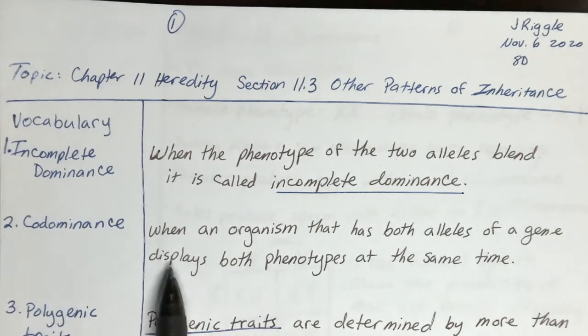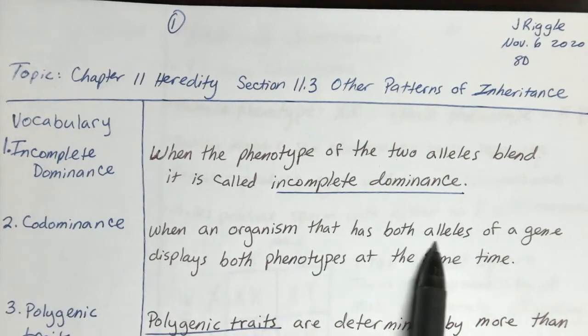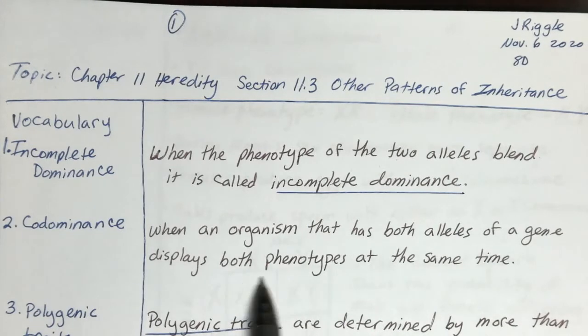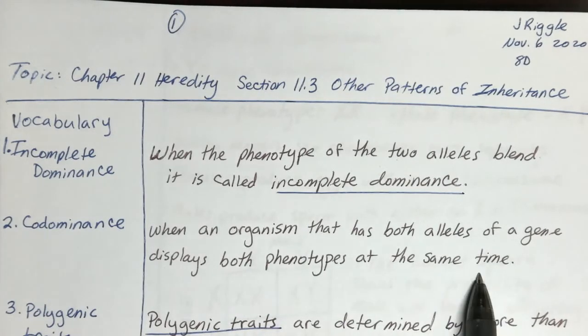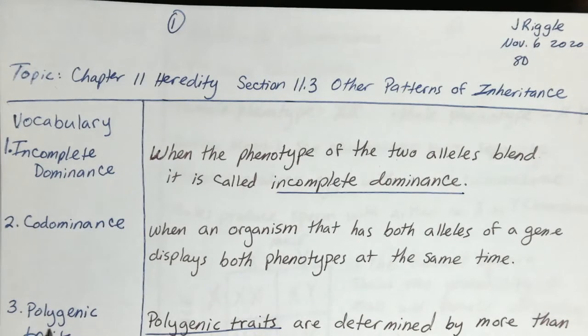Codominance. When an organism that has both alleles of a gene displays both phenotypes at the same time. Polygenic traits. Polygenic traits are determined by more than one gene.